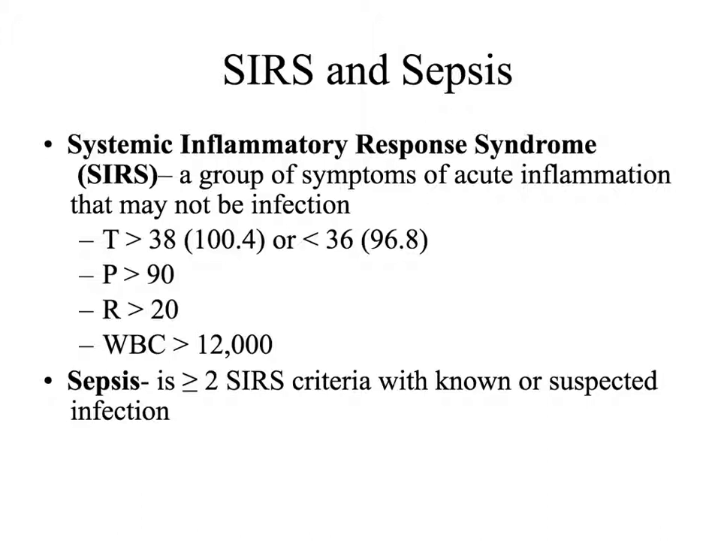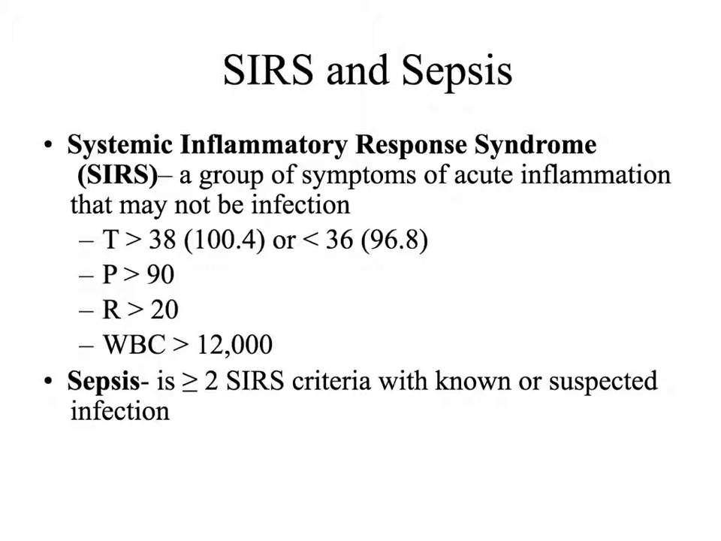So these are the criteria. You need to have temperature greater than 100.4 or less than 96.8, pulse greater than 90, respirations greater than 20, and white blood cells greater than 12,000. The difference between SIRS and sepsis is whether or not you have a known or suspected infection.